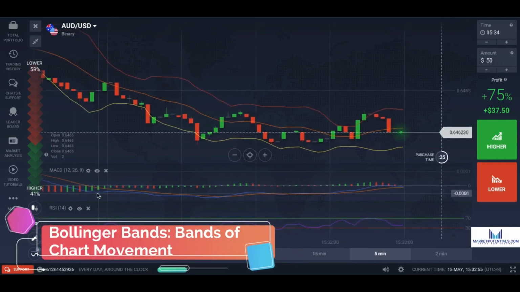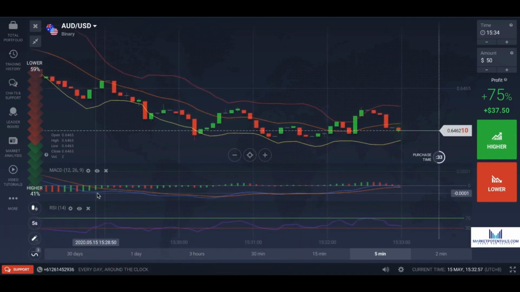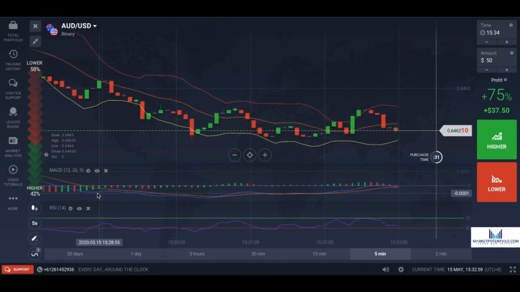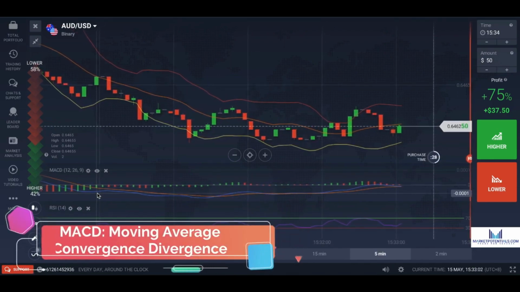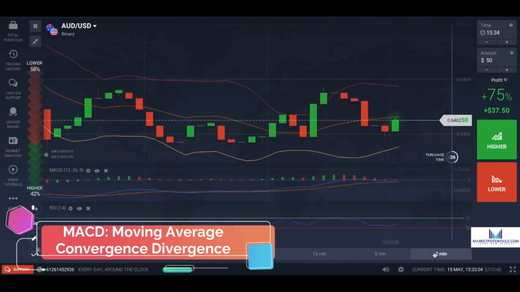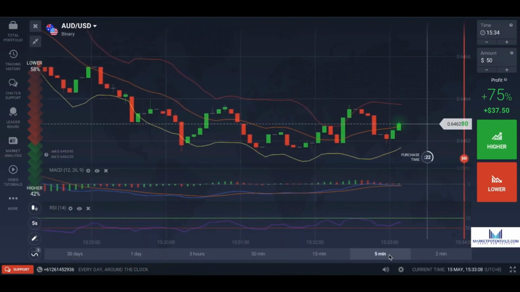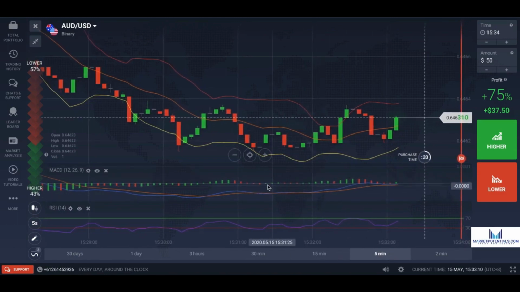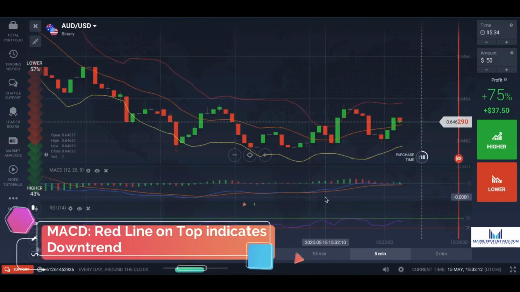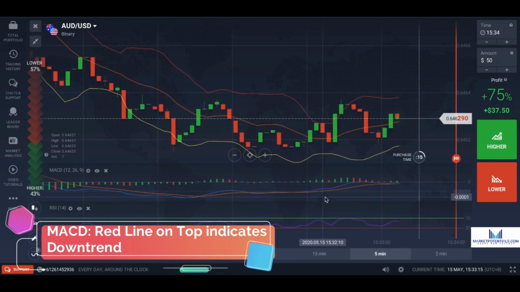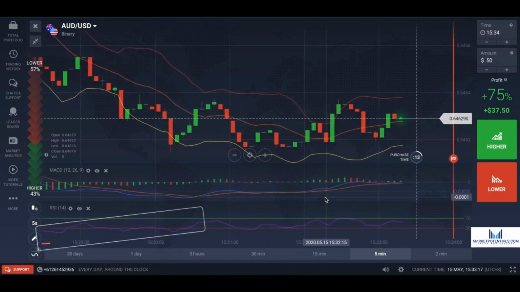MACD, which in long form is moving average convergence divergence. It's a mouthful, yes, I know, but all it's showing you is trends. If the red line is on top, then it's showing you a downtrend that is happening or emerging. The blue line on top is showing you an uptrend.